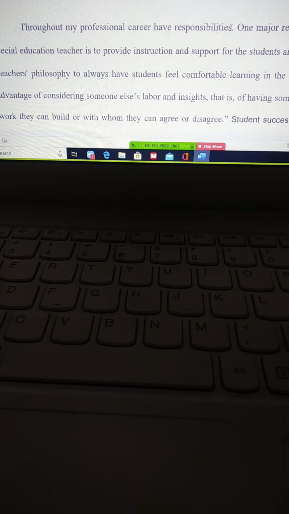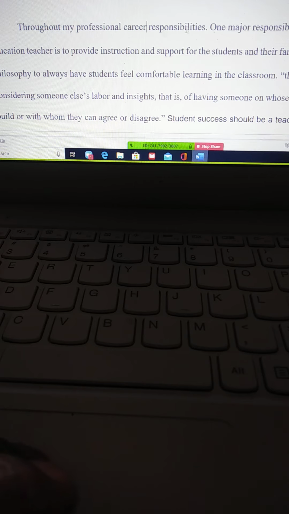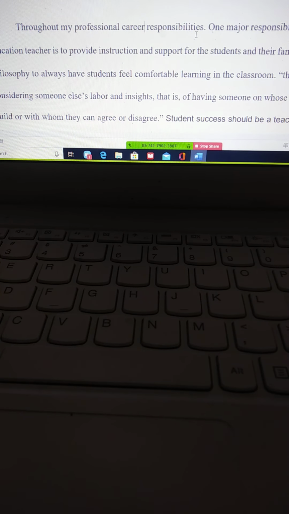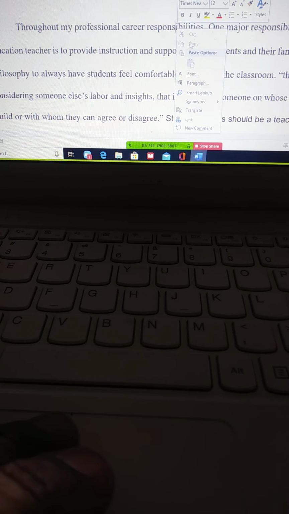Let me see, how are we going to do this? Responsibilities. So let's get rid of have, because that doesn't work anymore. So throughout my professional career, responsibilities. See how you have two responsibilities there, so you have to be careful with that. This is why I like Microsoft Word over Google Docs. Can you see the screen?